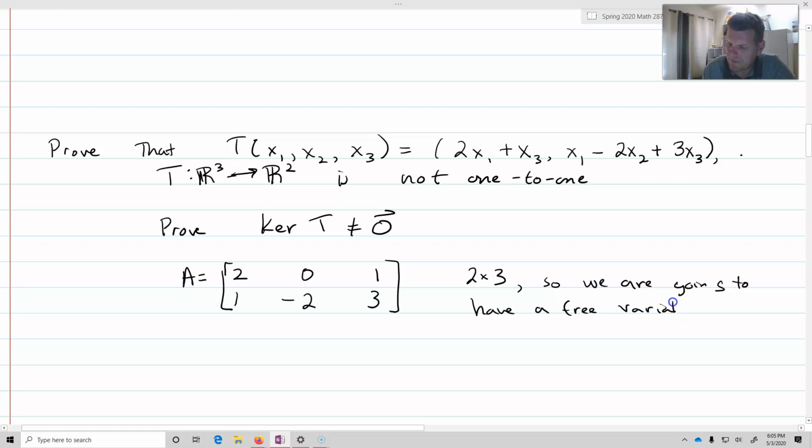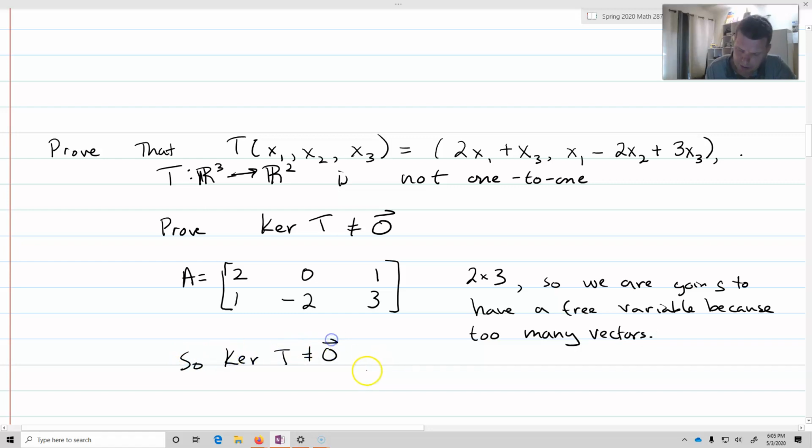I have too many vectors. There's too many vectors. So the kernel of T does not equal the 0 vector. Hence, T is not 1 to 1.